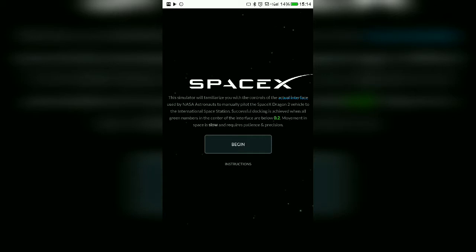I'm here with one more simulator. This was created by SpaceX and NASA together, and this simulator will familiarize you with the controls of the actual interface used by NASA astronauts to manually pilot the SpaceX Dragon 2 vehicle to the International Space Station.